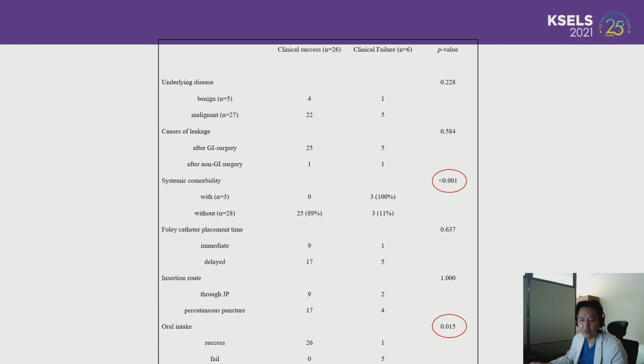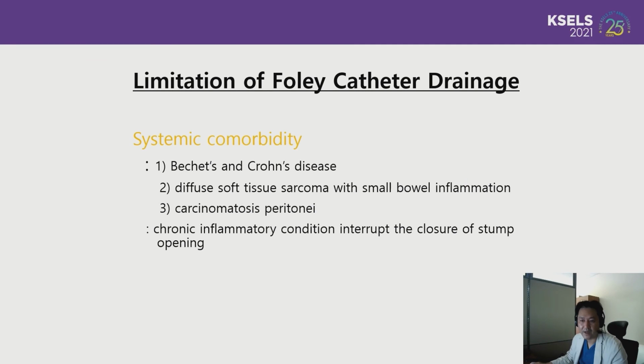From our data review, we got the following results. Systemic comorbidity and successful oral intake after Foley catheter placement are significant factors for the clinical success. Systemic comorbidity included in our study were Behcet and Crohn's disease, diffuse soft tissue sarcoma, and carcinomatosis peritonei. From our experience, there are some limitations for treatment with Foley catheter of GI leakage. Chronic inflammatory conditions such as these usually interrupt the closure of stump opening. These are poor prognostic factors.